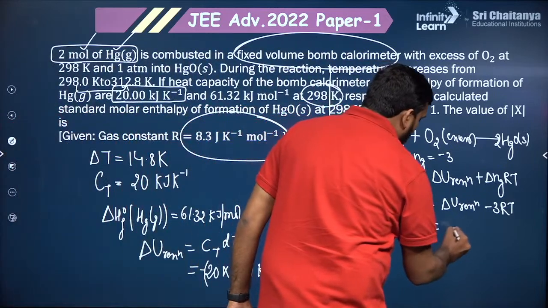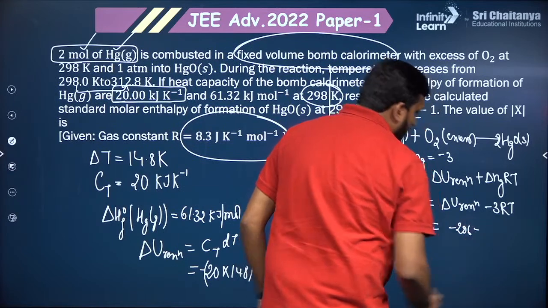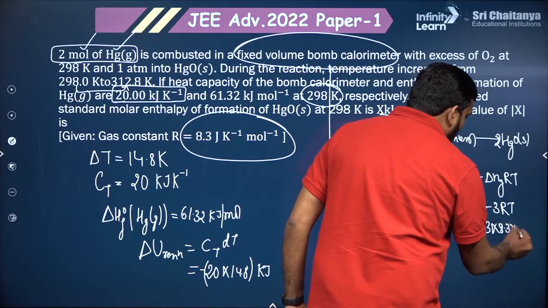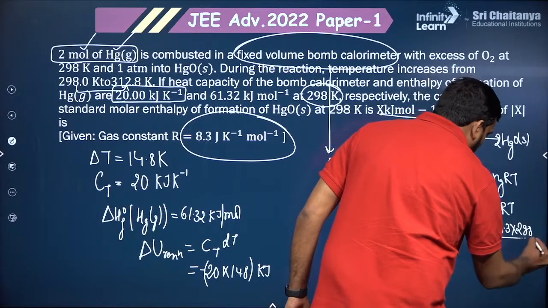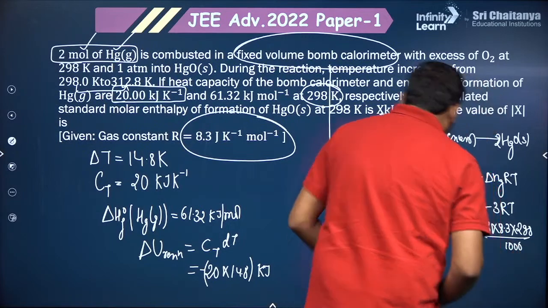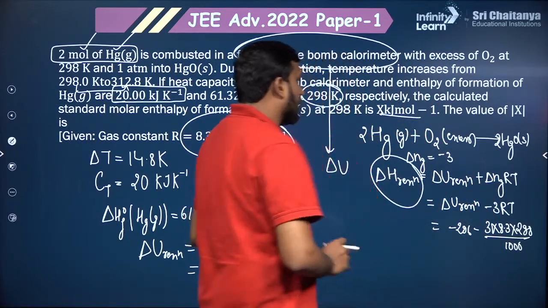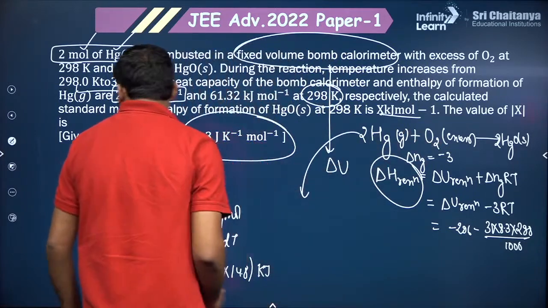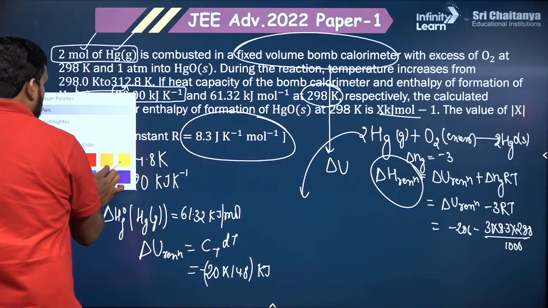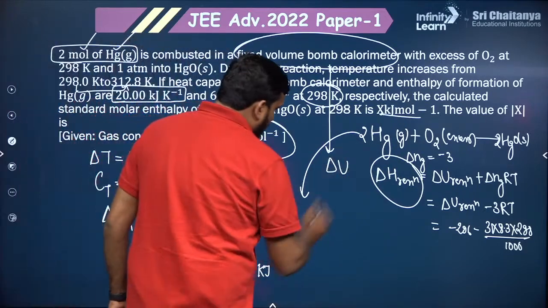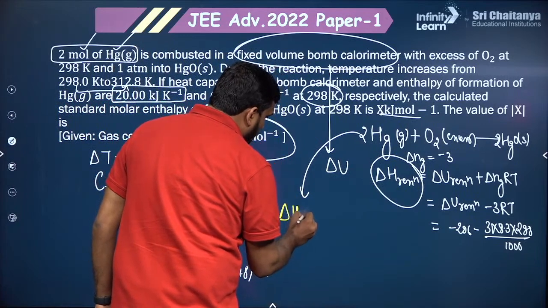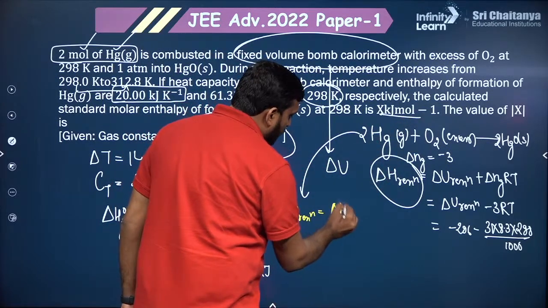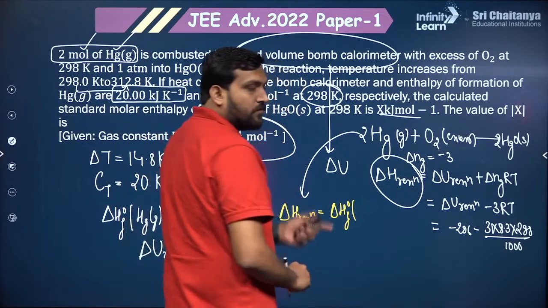Just put the value here and it will be equal to minus 296 minus 3 times the R value. What is the R value? R value is 8.3, and the temperature given in the question is 298, divided by 1000. So you have to solve this. Now what is delta H of the reaction? How to determine delta H of the reaction from the given data? If you look closely into the given data, I can easily say that delta H of the reaction, from the formation data we are calculating this, will be equal to delta H formation of the product minus delta H formation of the reactant.